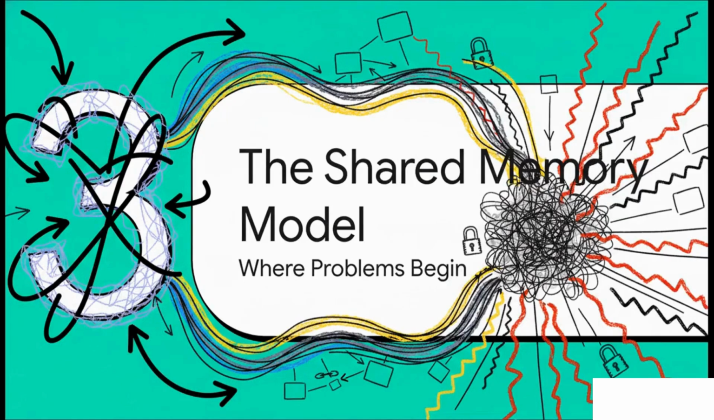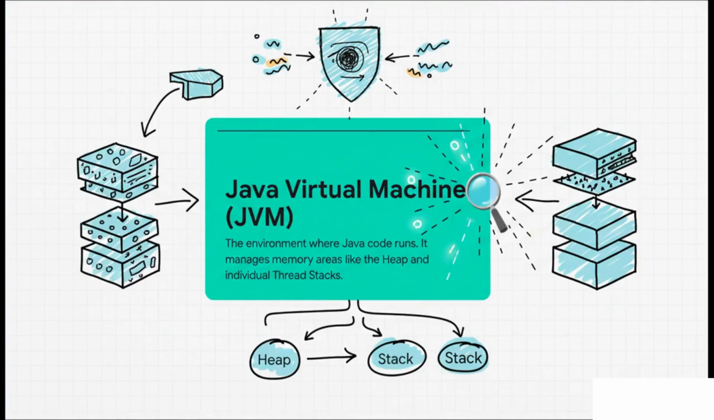All right, so we've made our threads, they're off and running. And now we get to the absolute heart of the matter, the shared memory model. This is the meeting point for all our threads, and it is precisely where all the really tricky concurrency problems start. So remember, all our Java code lives and breathes inside something called the Java Virtual Machine, or JVM. The JVM is like the universe for our application.